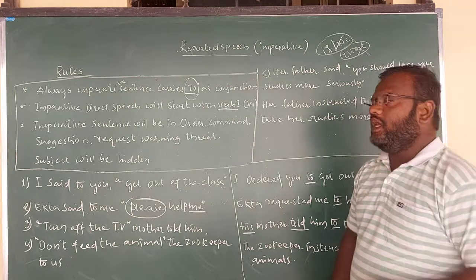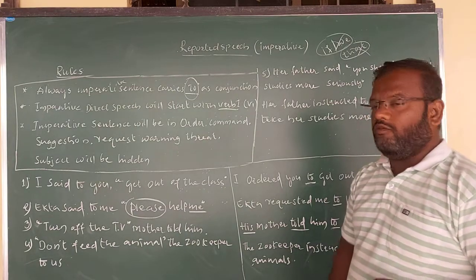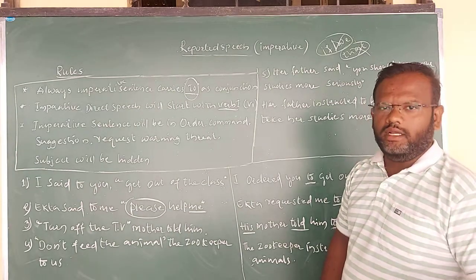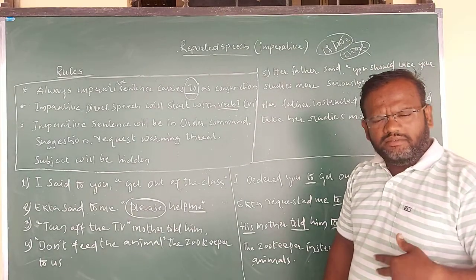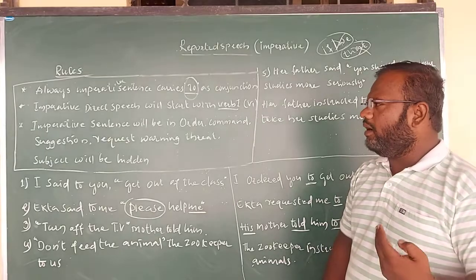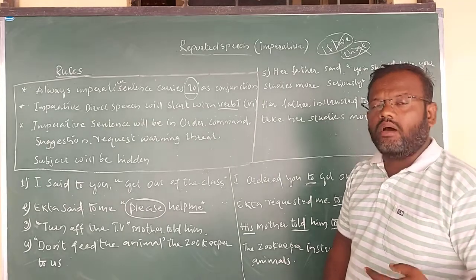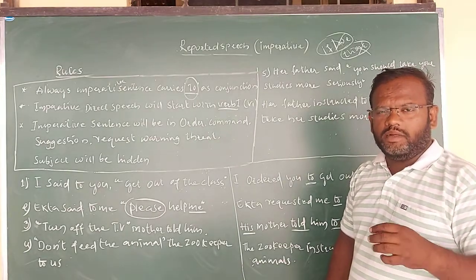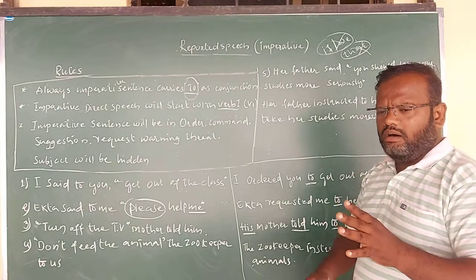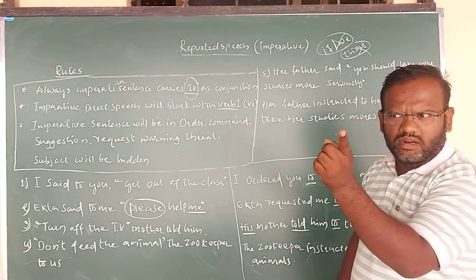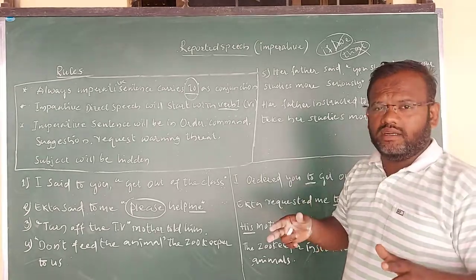Rule number three: imperative sentences will be ordering, or commanding, or giving suggestions, or requesting, or warning, or threatening, in a sense like 'Just shut your mouth or else I'll kill you.' Such kinds of threats and all will come now.